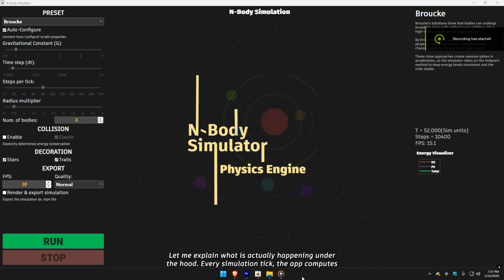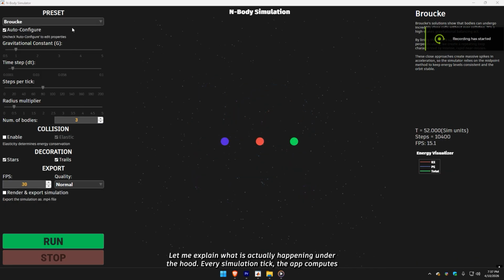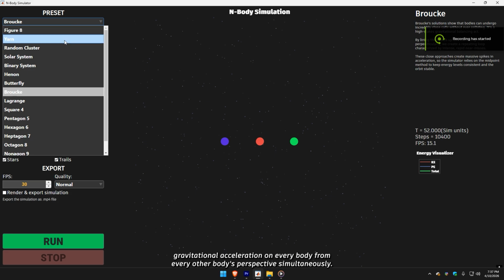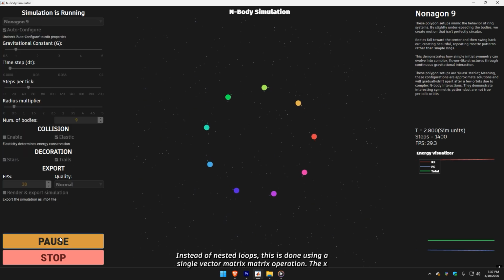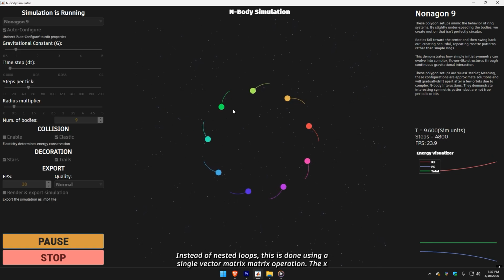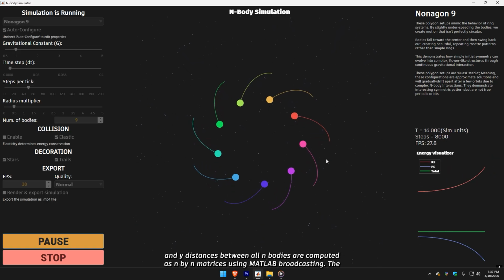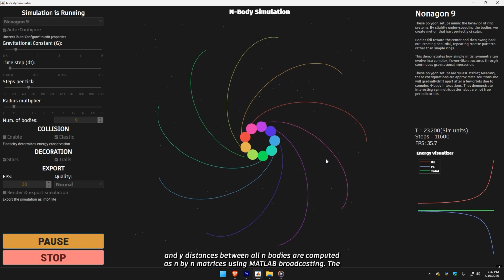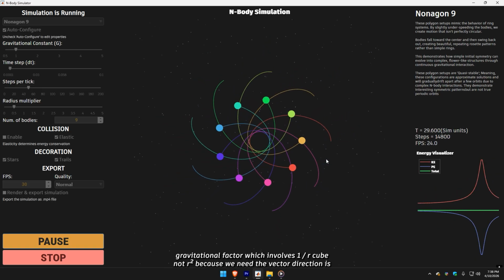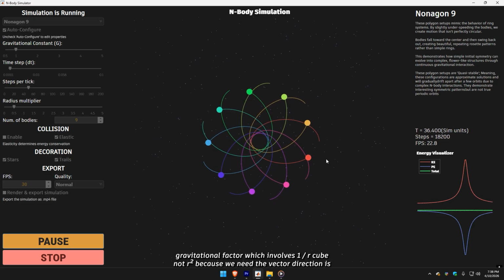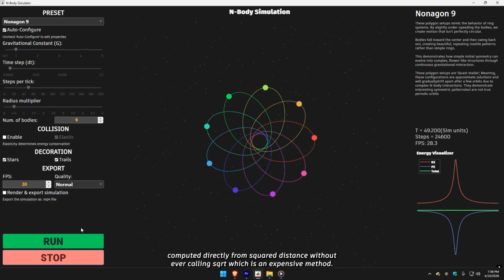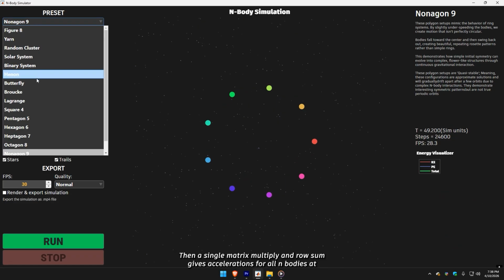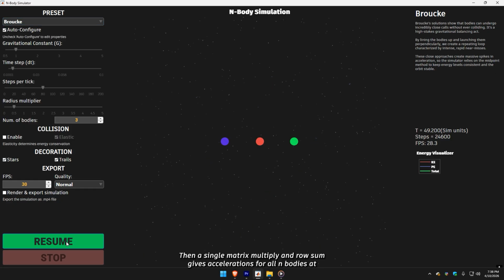Let me explain what is actually happening under the hood. Every simulation tick, the app computes gravitational acceleration on every body from every other body's perspective simultaneously. Instead of nested loops, this is done using a single vectorized matrix operation. The x and y distances between all n bodies are computed as n by n matrices using MATLAB broadcasting. The gravitational factor, which involves 1 over r cubed, not r squared, because we need the vector direction, is computed directly from squared distance without ever calling square root, which is an expensive method. Then, a single matrix multiply and row sum gives accelerations for all n bodies at once.